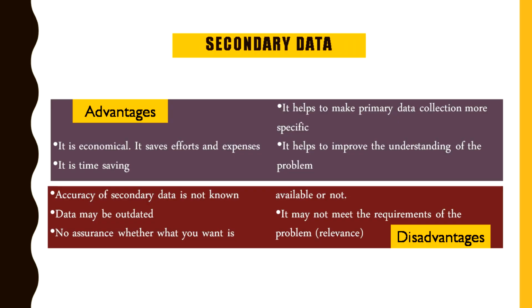Whatever data is available might talk about a scenario from 5 years earlier, or 10 years back. So this is one problematic area, because you have to make more effort to get the latest information. And there is no surety that what you want is available or not. There is a possibility that whatever secondary data is available may not meet the requirement of your topic or your research problem. So these are the advantages and disadvantages of secondary data.